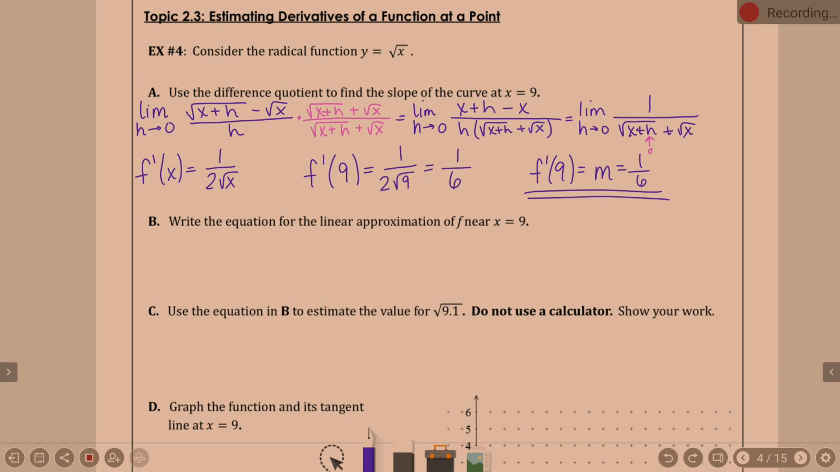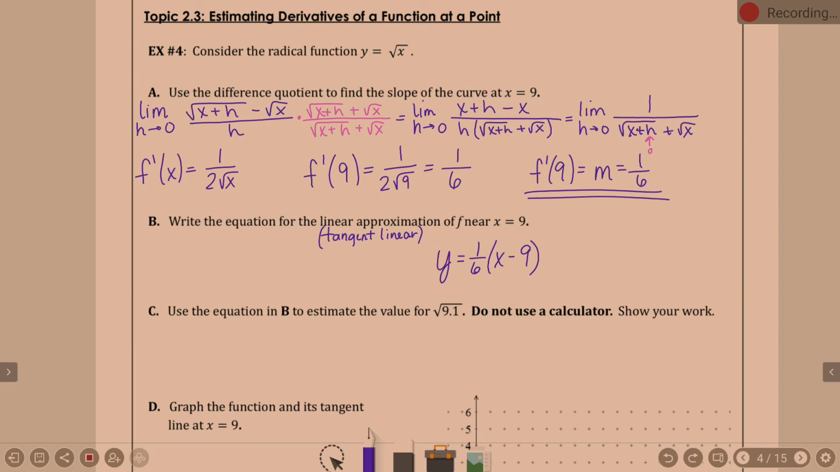Part B asks us to write the equation for the linear approximation of f near x equals 9. y equals... They use the phrase linear approximation, like you guys are starting to do. Just think tangent line. So what was it? y equals 1/6 times (x minus 9) plus 3. What's this plus 3 you talk about?